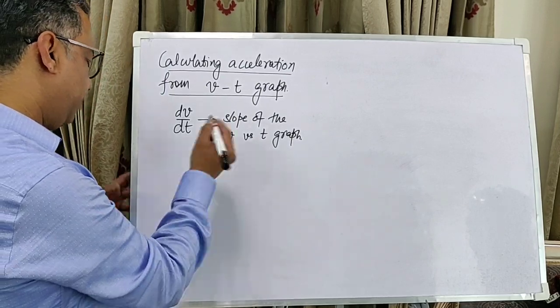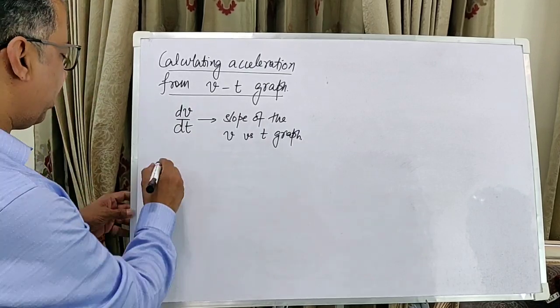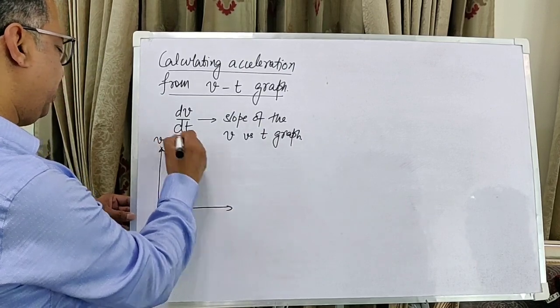So just a few examples of VT graphs. Have a look at this. This is V, this is T.